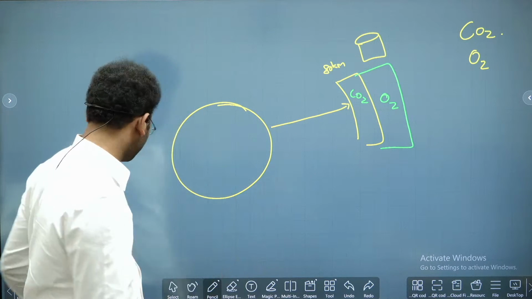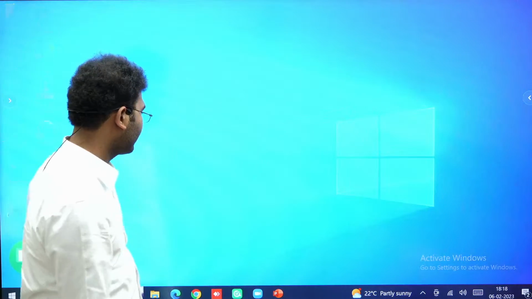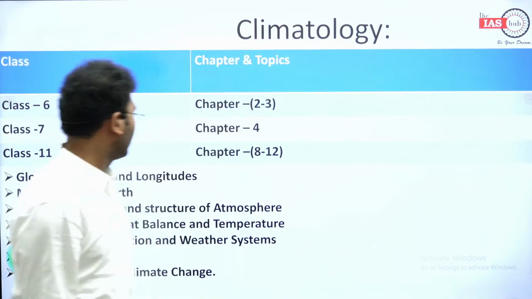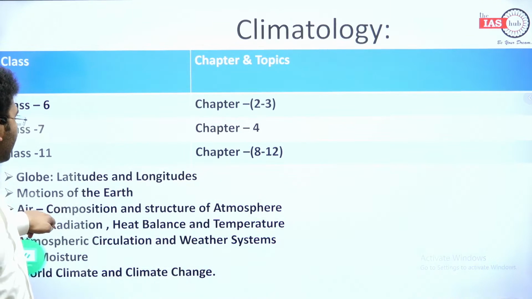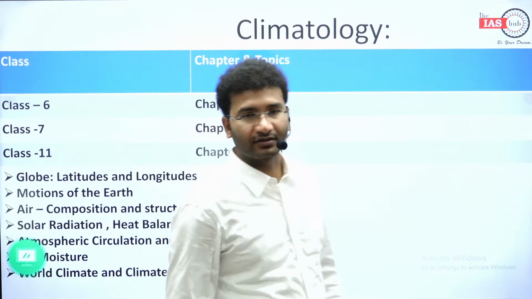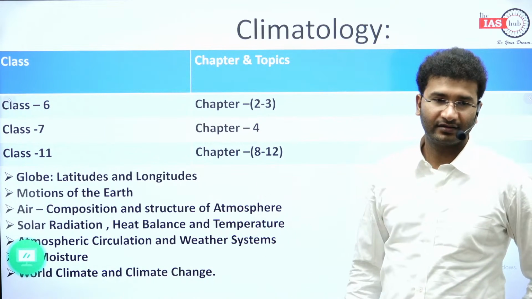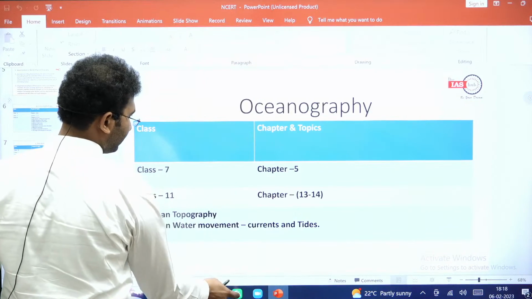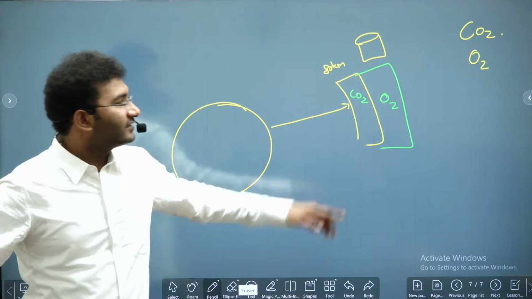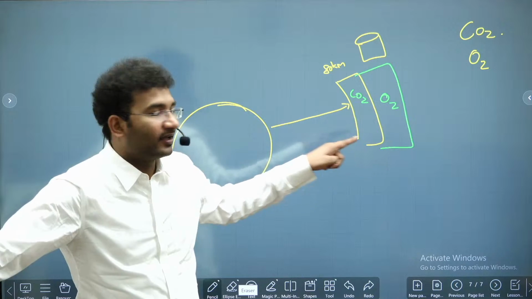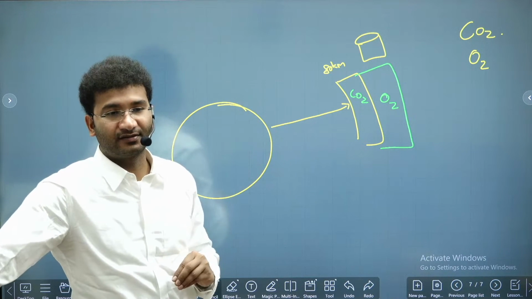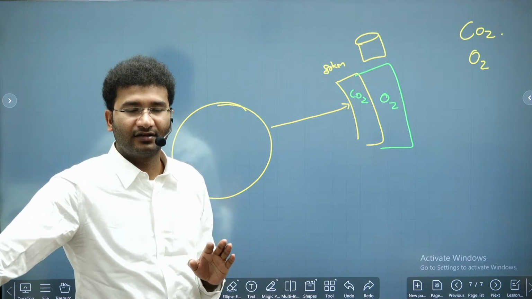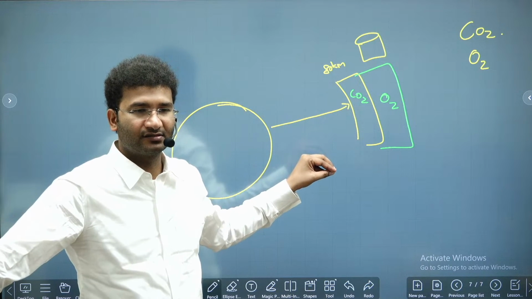Now where do you get this content? Go to chapter number 8 in the climatology. Go to chapter number air, which is composition and structure of the atmosphere. Go to this chapter, you will get it there, right? Come back. When you come back, you will understand that here this type of air is called as heterogeneous air, and this air is called as homogeneous air. So the words homogeneous and heterogeneous are clearly written in this. Even the questions will be asked from these areas.